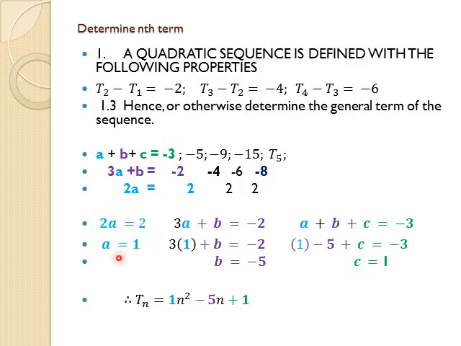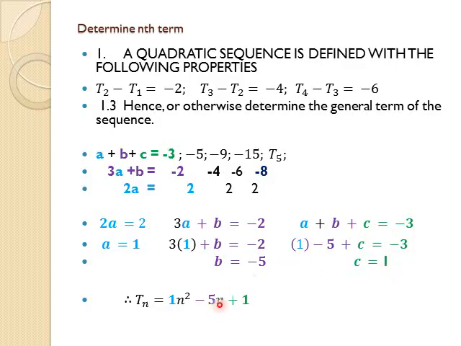So 2 divided by 2, a equals 1. Then in the place of a, I put 1. 3 times 1 gives me 3. If I take that over, plus 3 becomes minus 3. Minus 2 minus 3 gives me minus 5. There a is 1, and my b is negative 5, and that equals minus 3. So 1 minus 5 gives me negative 4. If I take negative 4 over, it becomes plus 4. So minus 3 plus 4 gives me 1.